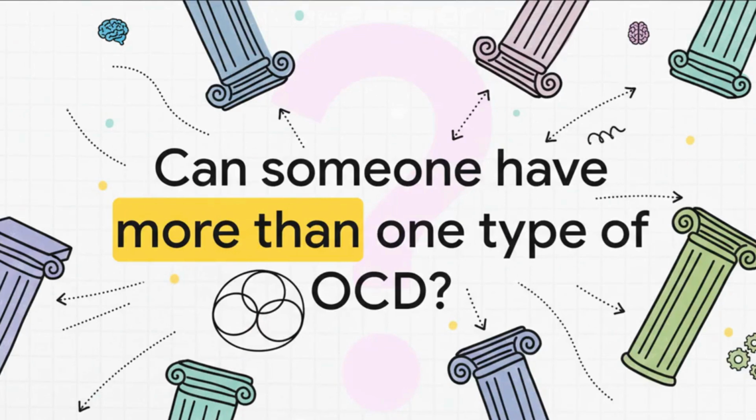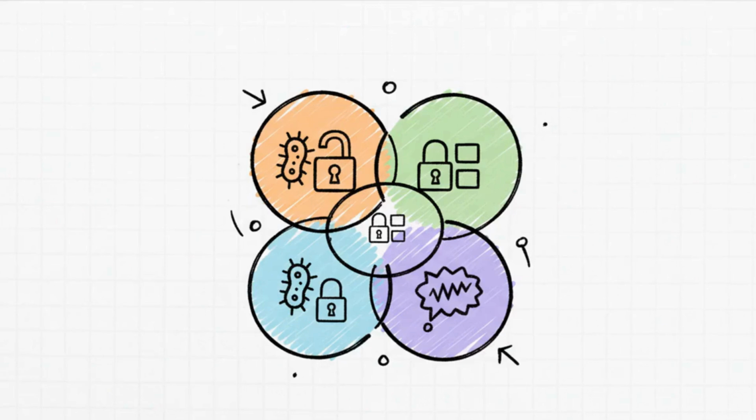Before we wrap up, I want to tackle a really important question that people ask all the time. Do these pillars exist separately, or can you have more than one at a time? And the answer is a definite yes. Actually, it's extremely common for someone to have symptoms from more than one pillar. For instance, someone might have contamination fears that are paired with checking rituals. And this is exactly why getting a professional assessment is so crucial. So a therapist can create a treatment plan that's tailored to your unique mix of symptoms.